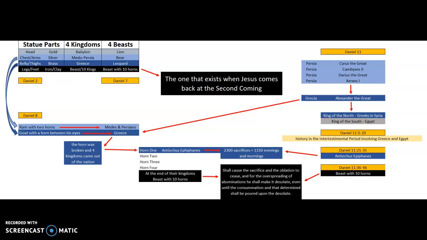There is a ram with 2 horns, like I said, representing the Medes and the Persians, that is overtaken by the goat with the great horn between its eyes that represents the Greek kingdom. The horn is going to be broken. The great horn between the eyes of the goat is going to be broken. And there's going to be 4 kingdoms that come out of that same nation. The first horn is Antiochus Epiphanes.